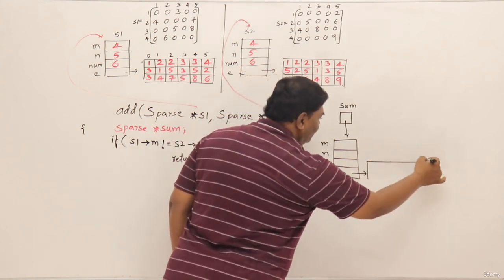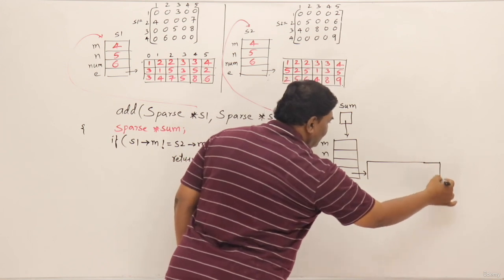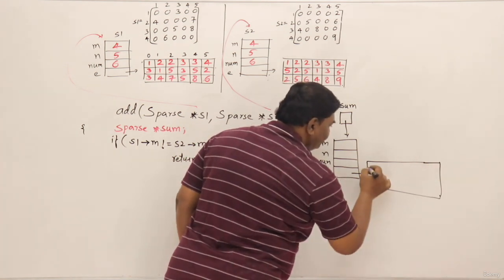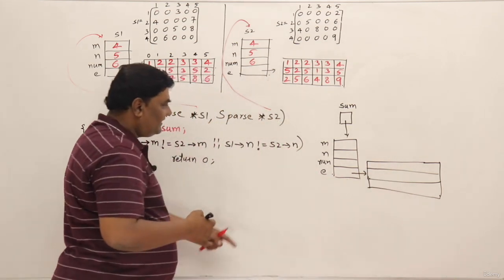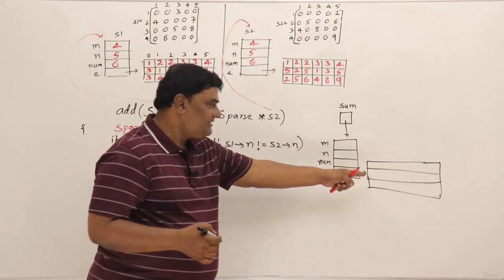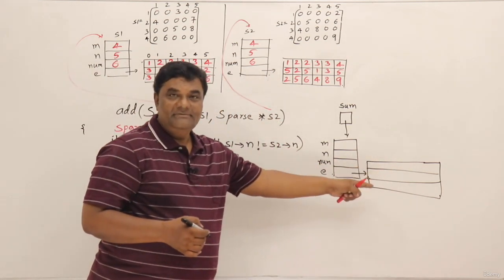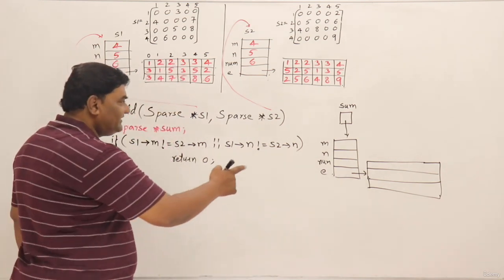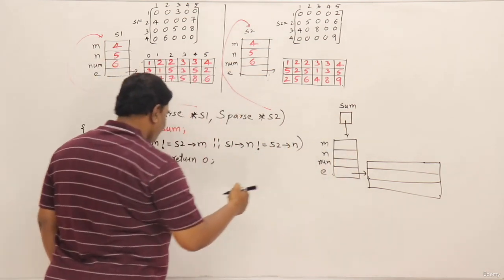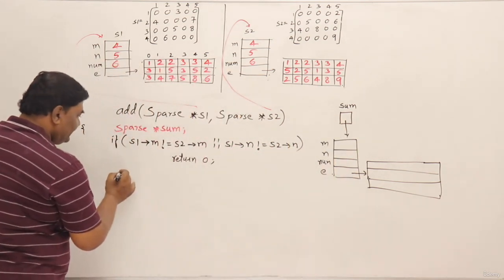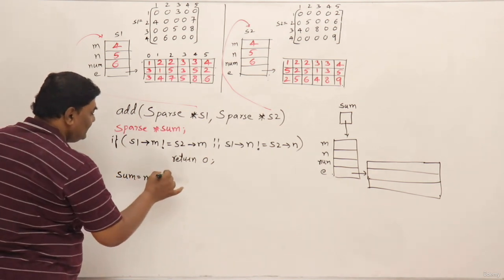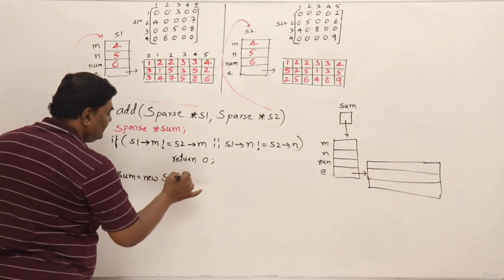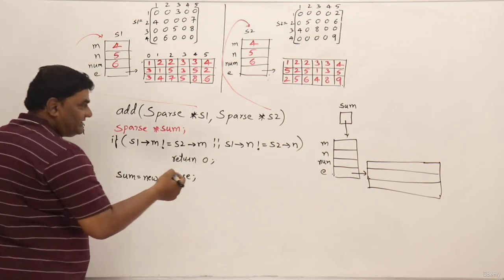I should have an array of some size. So what should be the size of this array? I should create the object, and also I should create an array of elements of some size. So first of all, let us create this object. So I should say sum assign new sparse object is created.